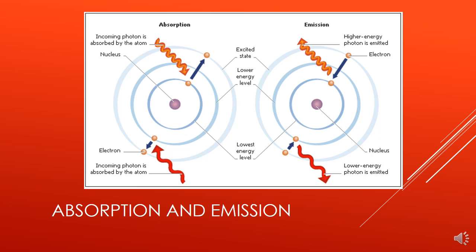At the top of the diagram, we have an electron that's falling from the third energy level down to the first, and it's giving off a higher energy photon. At the bottom of the picture, we have an electron that's falling also from the third energy level, but it's only falling down to the second, and it's giving off the red arrow, which represents a lower energy photon. Absorption, absorbing incoming photons. Emission, giving off photons.